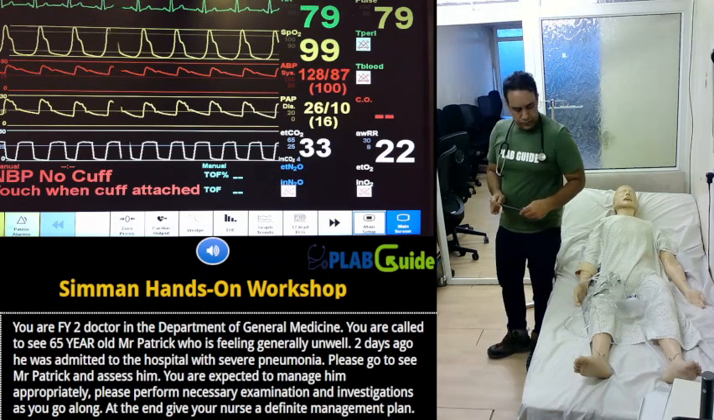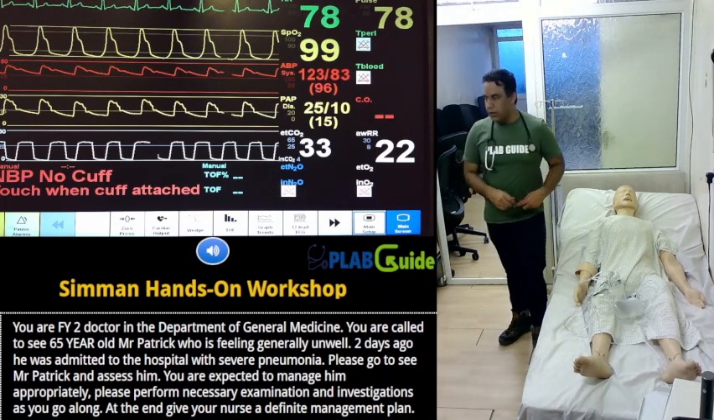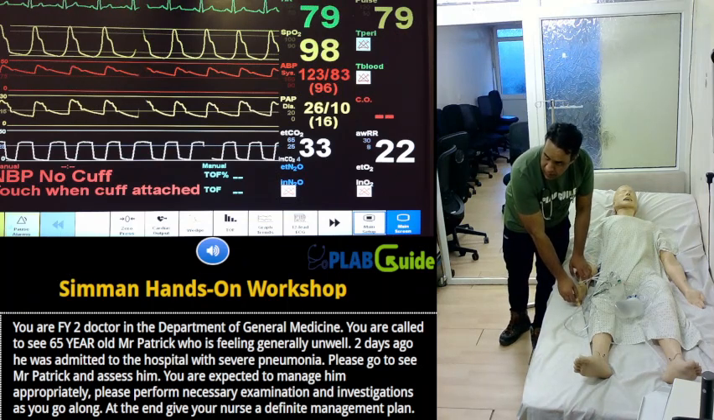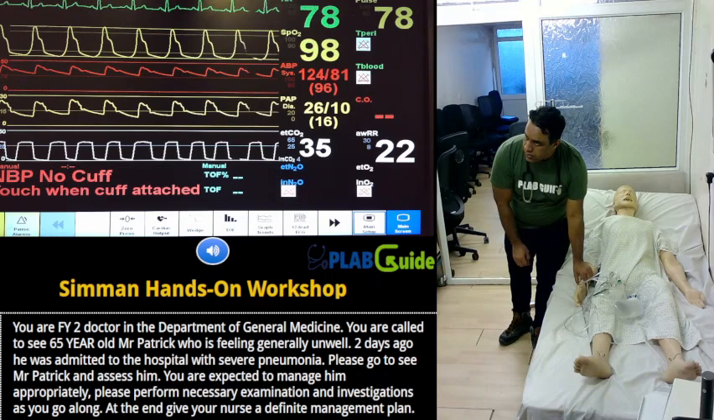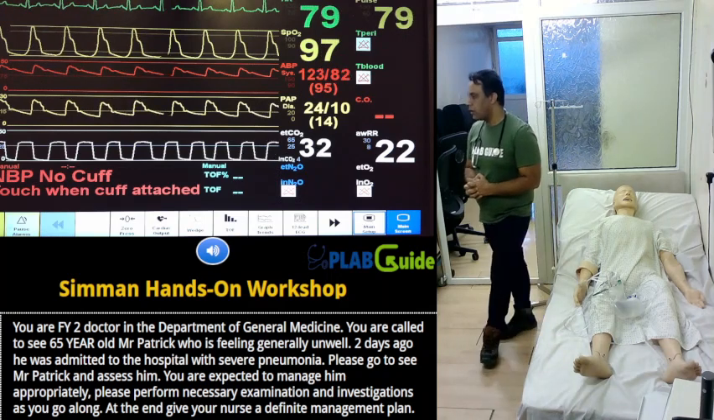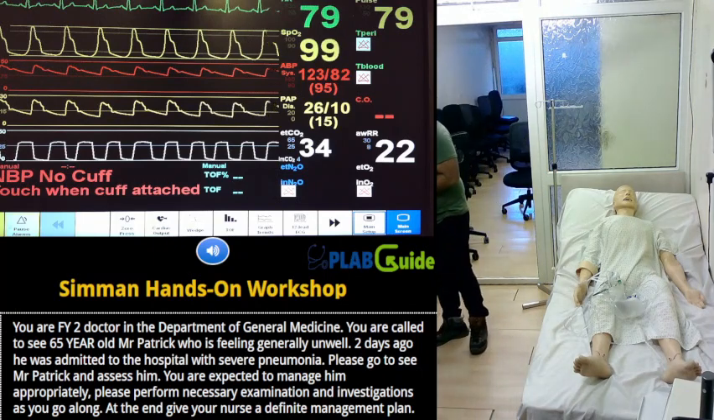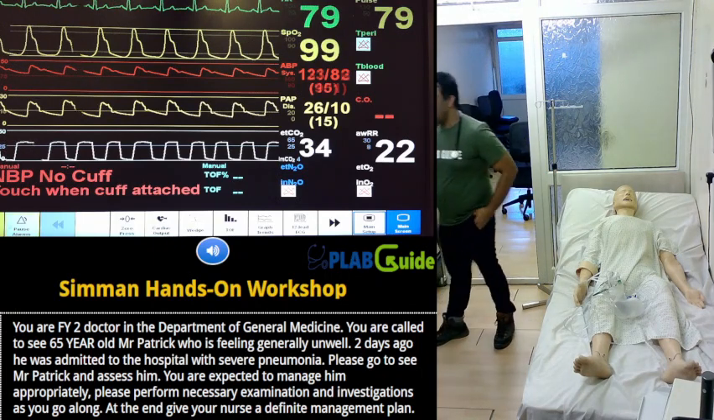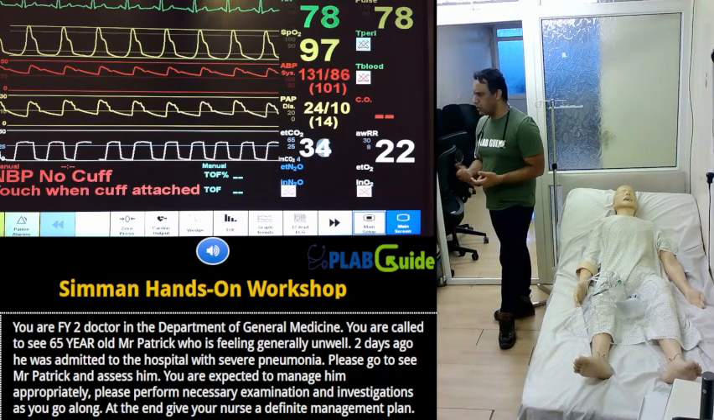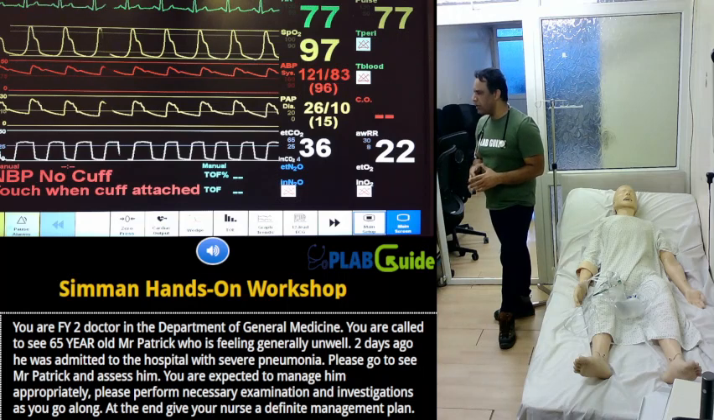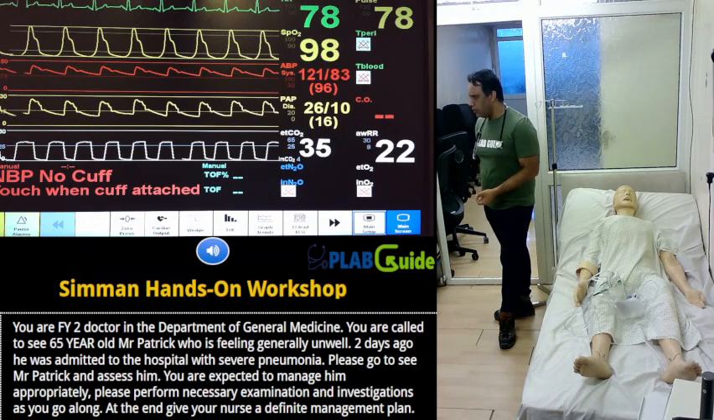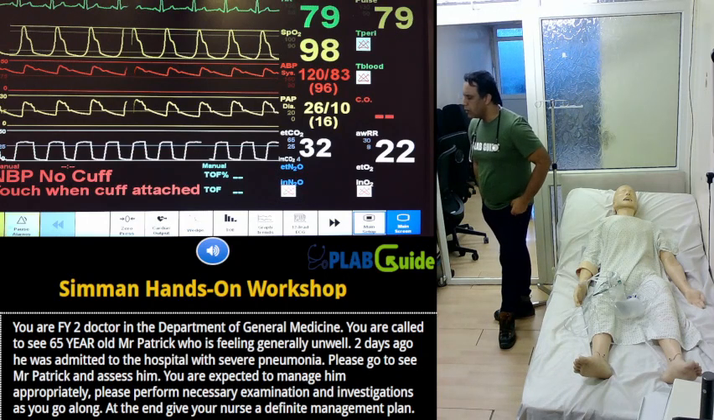Now, in C, check the capillary fill time. Start from here, then the pulse, the temperature and the blood pressure. Check on the fingertips. Here you can check on the pulp, but it is not standard and not very significant nowadays, though people still use it.